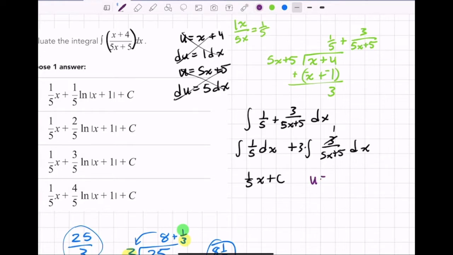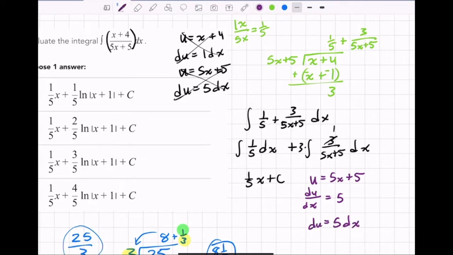All right, u equals, I'm going to say probably 5x plus 5. And then that means du over dx would equal, what would that equal? That would equal 5, right? Because the derivative of 5x would be 5. Derivative of 5 is 0, so he goes away. And so du equals 5 dx.